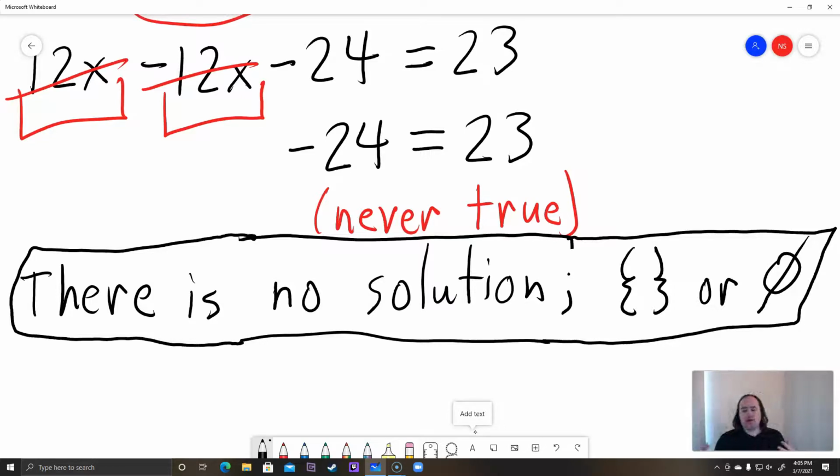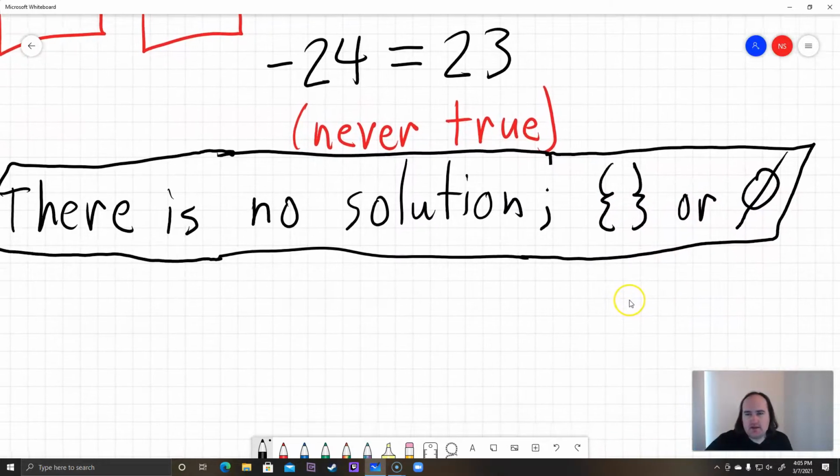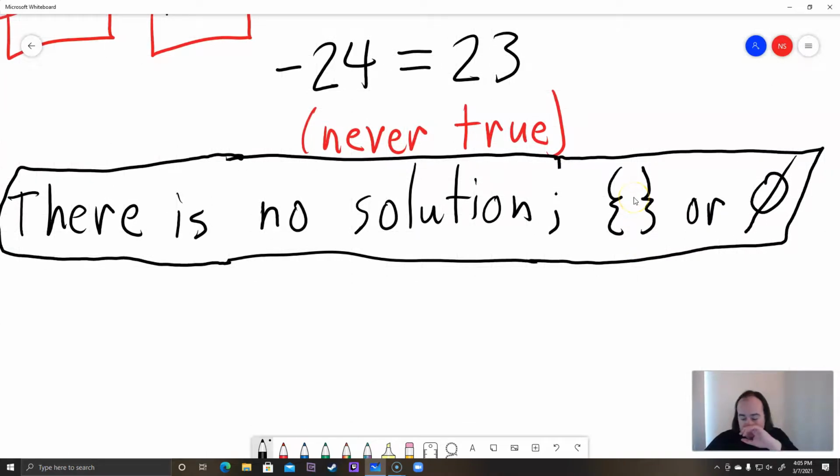But fortunately, you're not going to have to type any of this. If you come into this situation on your homework, which you will, you just click the button. There's a button that actually says all this. But I did want to talk about what it means. So because this is never true, that's called a contradiction. So that means the lines never intersect because they're parallel. So there's no solution.